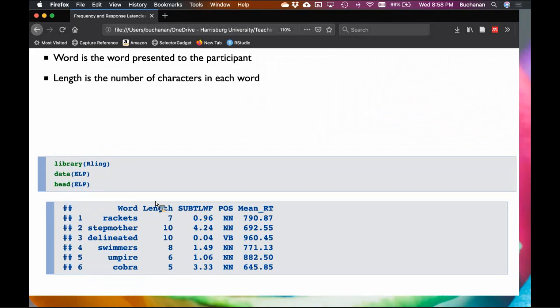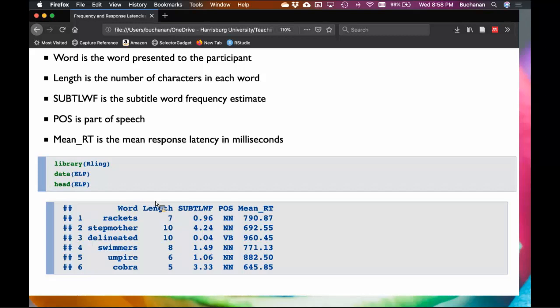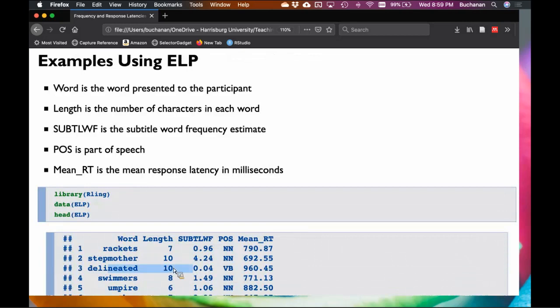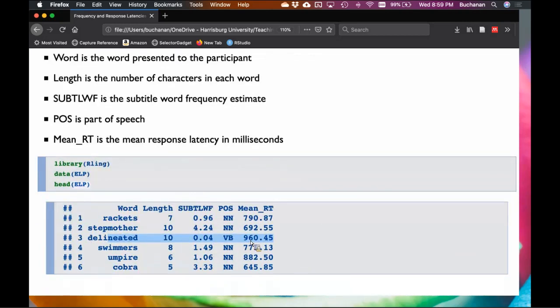Length here is the number of characters. That's really important. Longer words take longer to read. No surprise. The subtitle word frequency is that estimate from the subtitle projects. I think it's parts per million. POS is the part of speech, and mean RT is the response latency in milliseconds. So 1,000 milliseconds is a second. And what we see here is that most words tend to hover around 500 to 600. And then words that are longer, like delineated, which is kind of an unusual word, take longer to read.